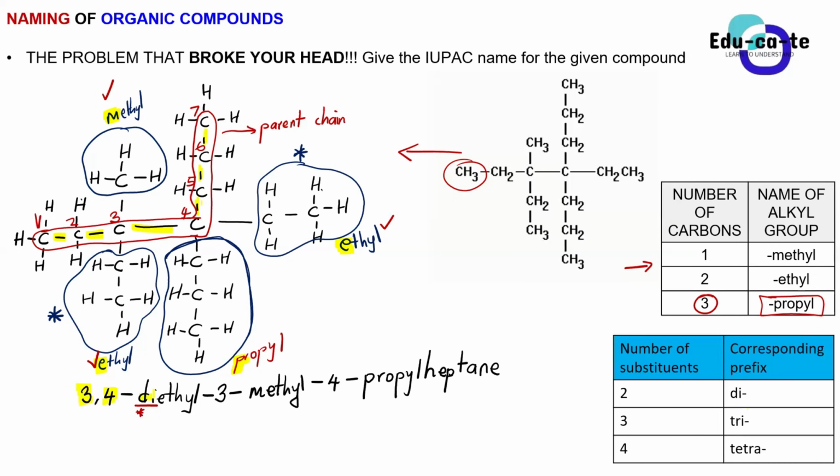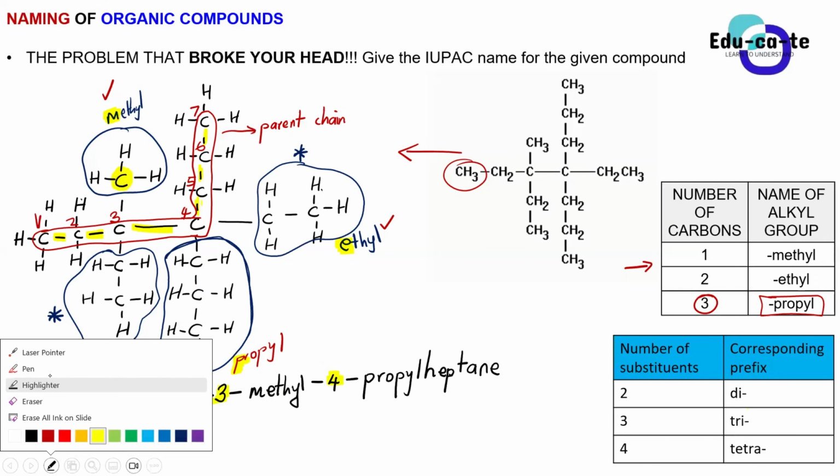Then after that, on carbon 3, we have a methyl group because we have this group that has one carbon bonded to 3 hydrogens. So it's a methyl group. Then on carbon 4, we have a propyl group. It's a propyl because it consists of 3 carbons following each other. Of course, you guys know that we have 1 here, 2, 3 carbons, so it's a propyl.